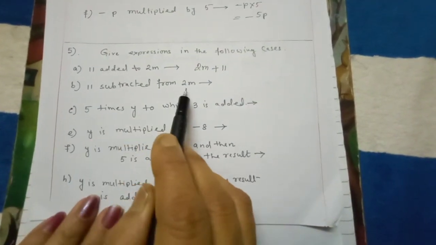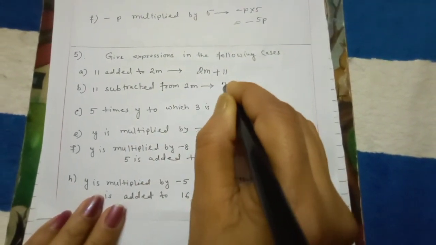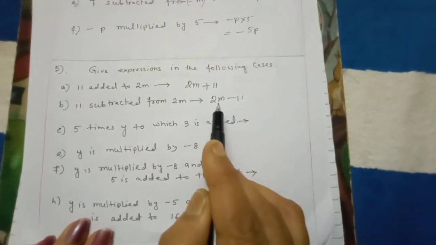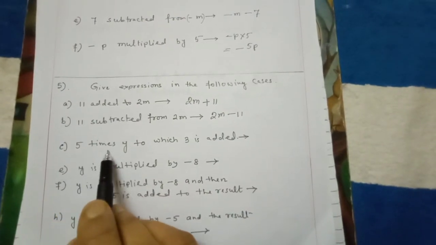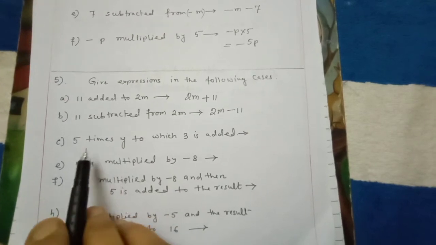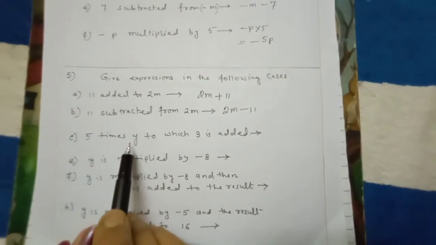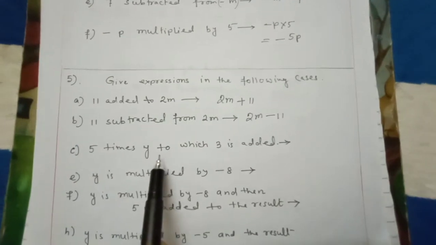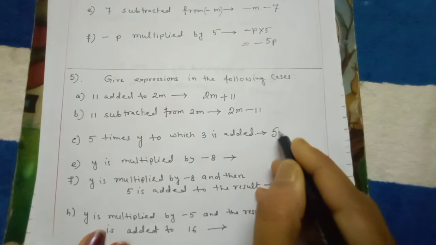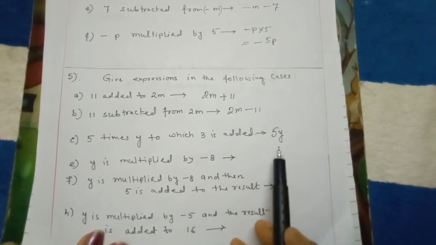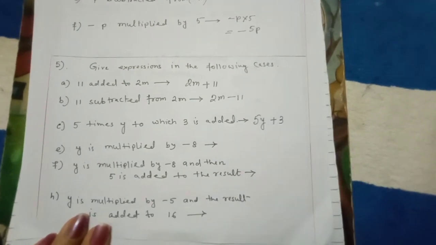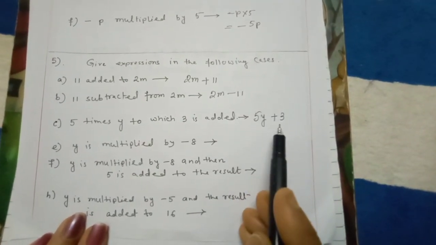11 subtracted from 2m, the same way only. 2m minus 11. 11 subtracted from 2m. 5 times y. This times means into. 5 times y, that means 5 into y. 5 times y, to which 3 is added.